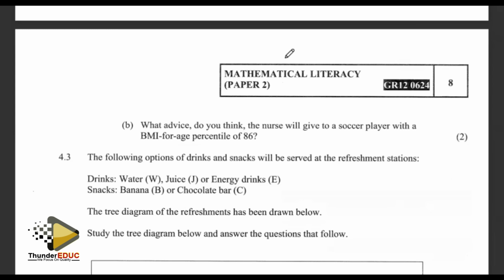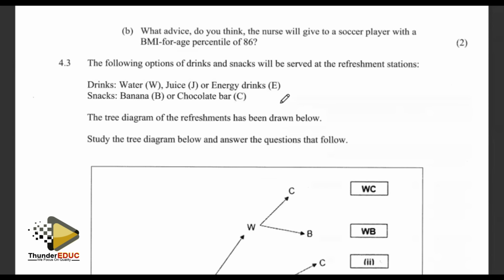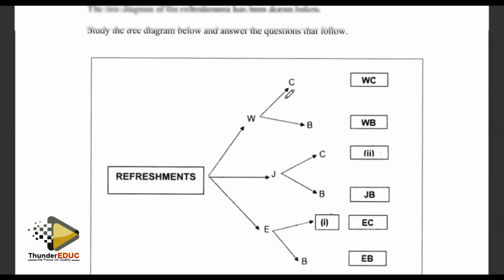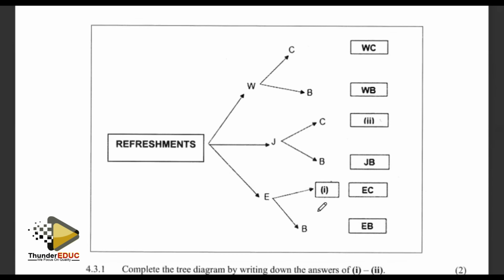Okay. The following options of drinks and snacks will be served at the refreshment station. We have water, which is W, juice, J, energy drink, E, chocolate bar, C, and a banana, B. Okay, the diagram below. You don't even need to read through up here, but you see the diagram. The first leg represents the refreshment. Then this one here represents the snack. So it's CB. What's missing here? It's C. So how do we get the outcome here? It's CJC.